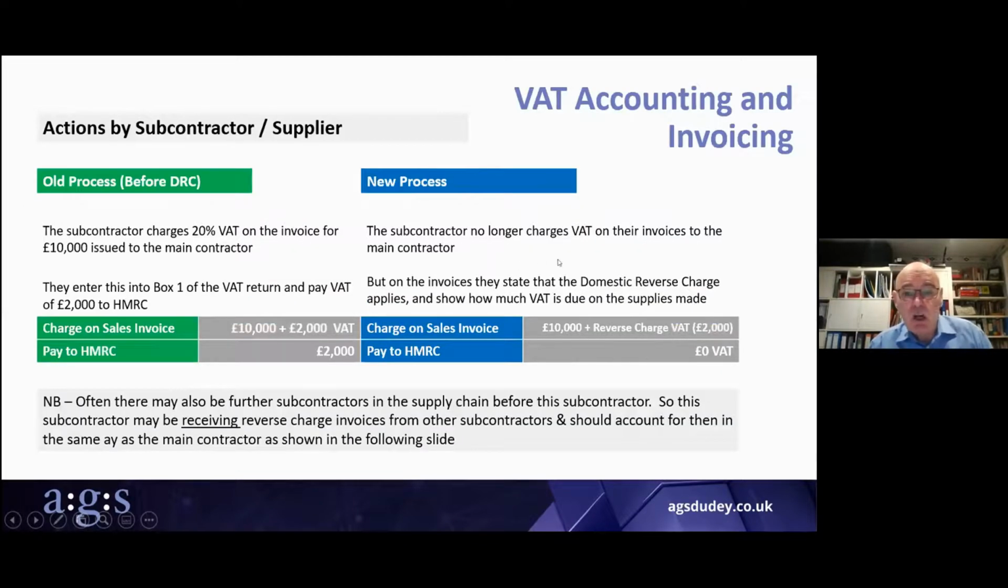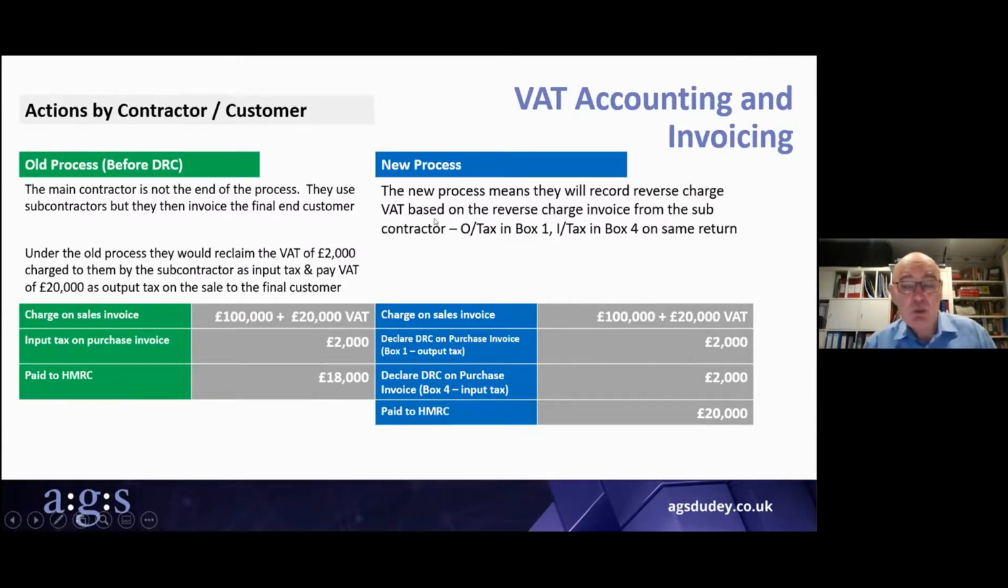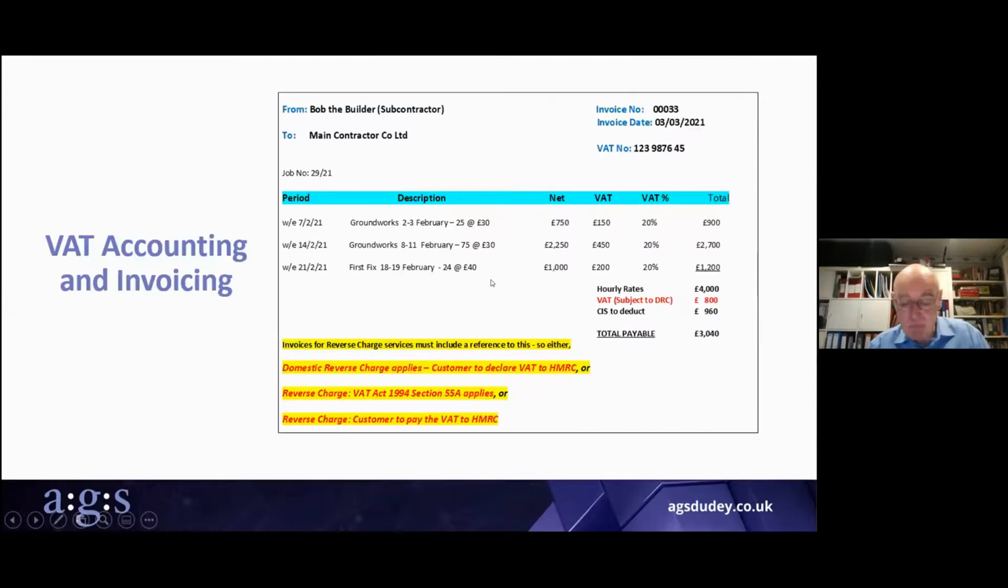There are just a couple of slides here. Because of time, I'll just skip through these. All they do is summarize the VAT return entries we just talked about, both before and after, for the subcontractor or supplier, and contractor or customer. Have a look at those if you wish to afterwards. I'll move on to invoicing.